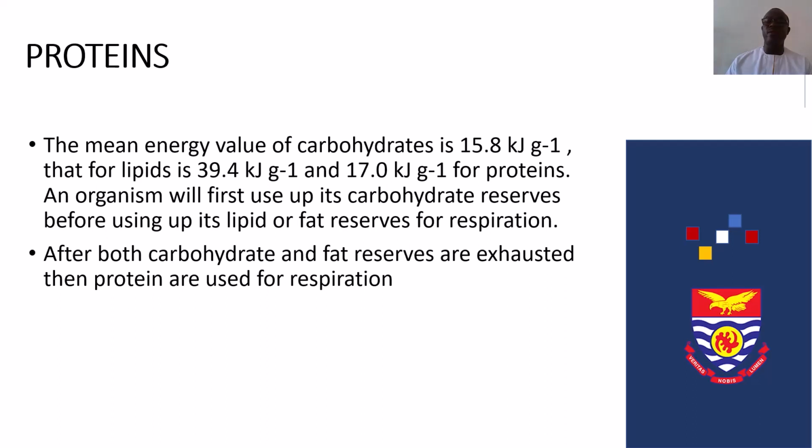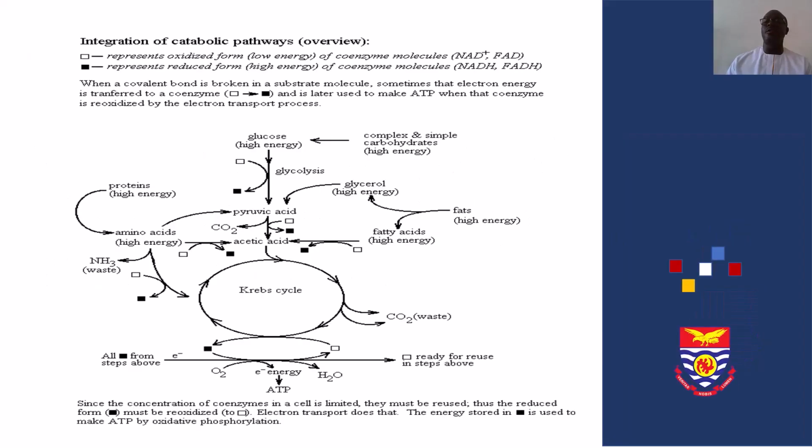An organism will first use up its carbohydrate reserves before using up its lipid or fat reserve for respiration. After both carbohydrate and fat reserves are exhausted, then protein is used for respiration. So the integration of catabolic pathways is given.